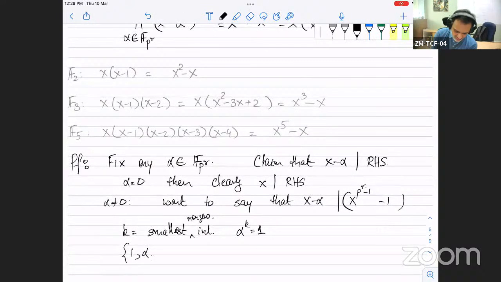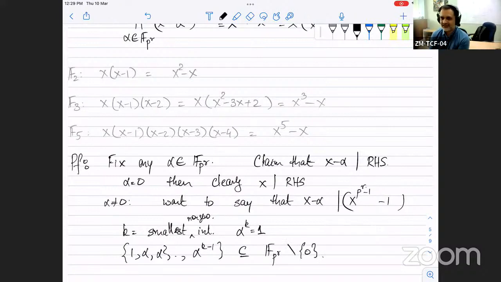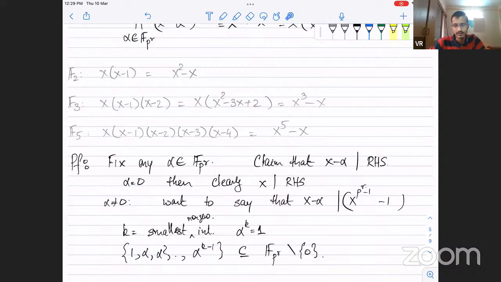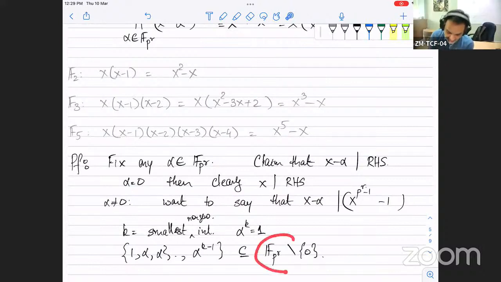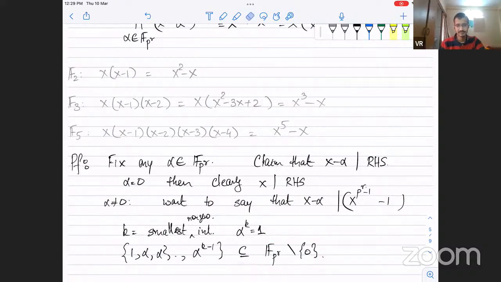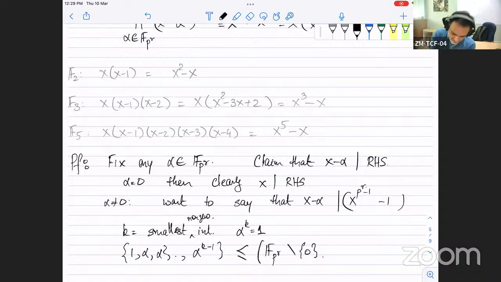This means that if I look at 1, alpha, alpha squared, etc., alpha to the k minus 1, this is a subset of F_p^r minus the 0 element. This is such a stupid statement to make, because if alpha is non-zero, obviously a power of alpha cannot suddenly become 0. Then I can't invert things. So it's a multiplicative group. The fact that it is a field means that this is a group. And it's not just a subset, this is actually a subgroup.